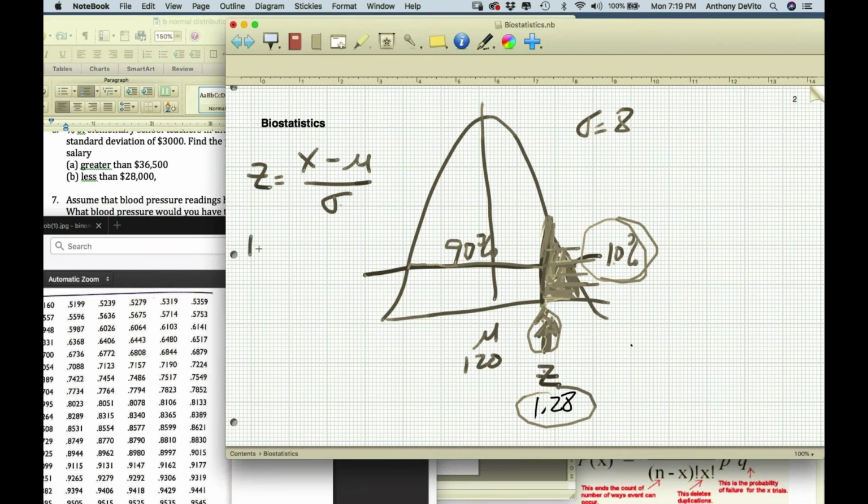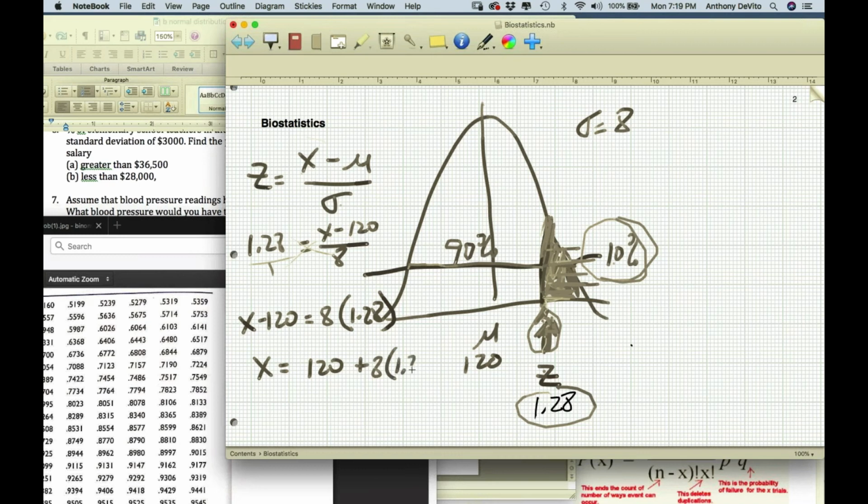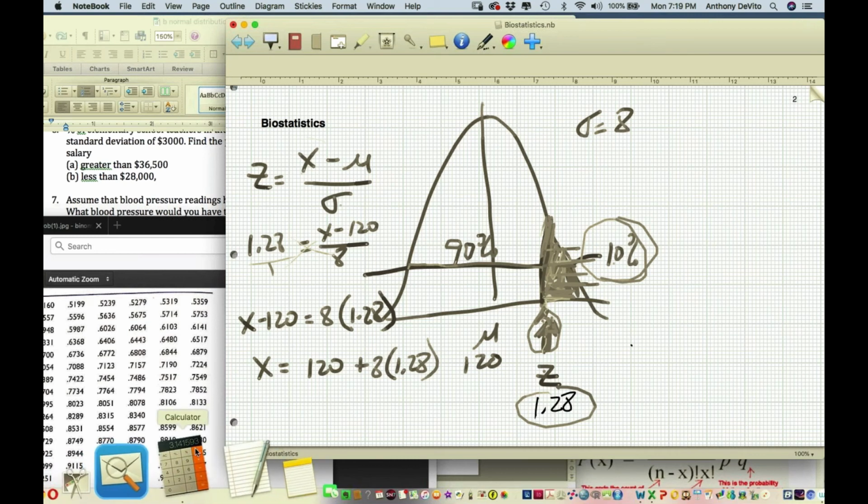So I'm just going to plug these in. 1.28, it's positive because it's to the right of the mean, is equal to x minus 120 over 8, right? And I can cross multiply. This is over 1. x minus 120 is equal to 8 times 1.28. So x is equal to 120, I'll move it to the other side, becomes positive, plus 8 times 1.28. Okay, and so let me see what that is. 8 times 1.28.